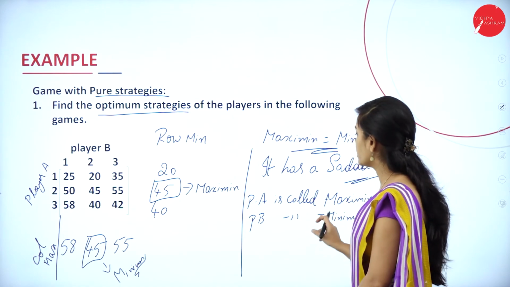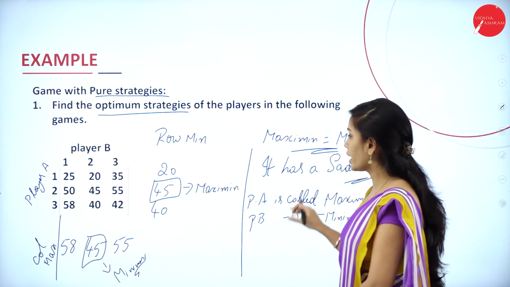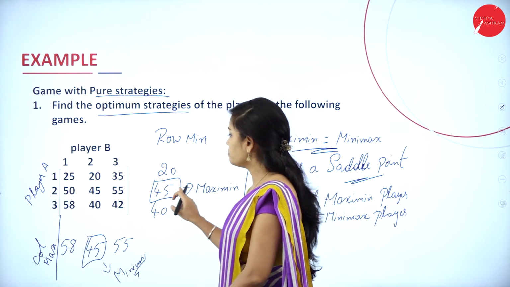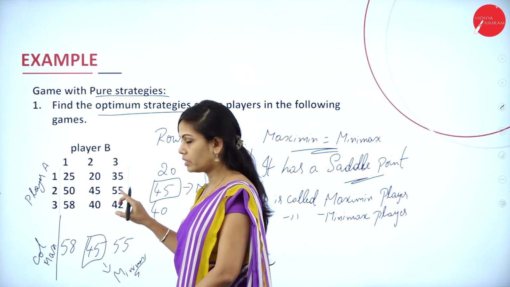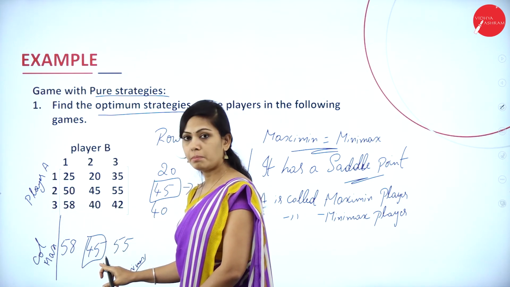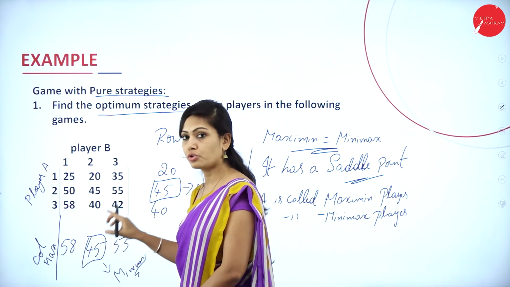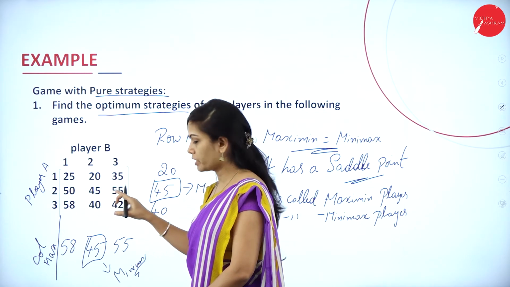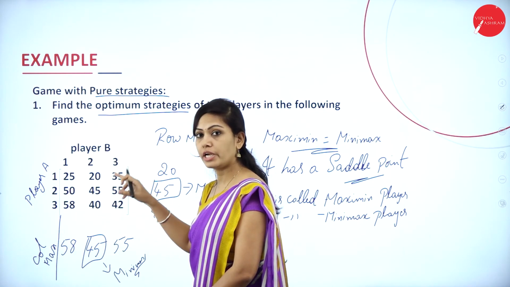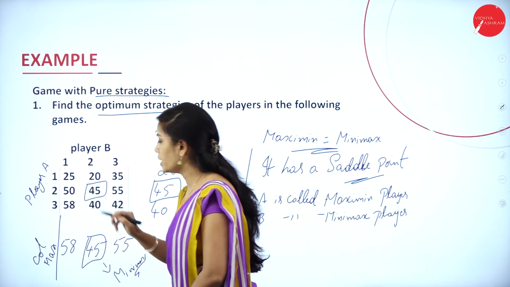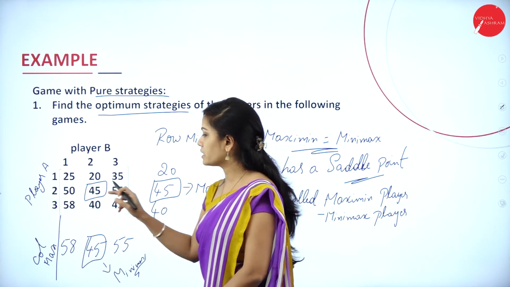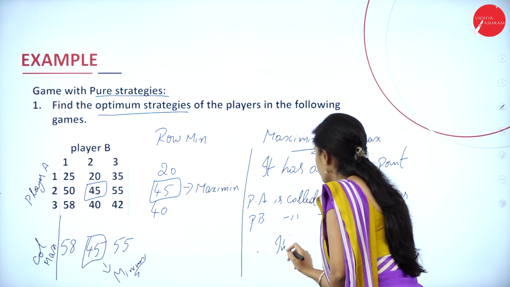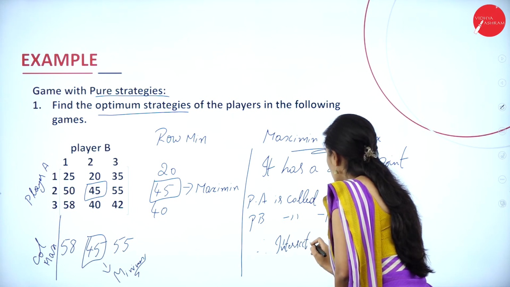Next you have to find out the value of the game. Now I got the saddle point, 45 and 45. This maximin comes under the second row and the minimax comes under the second column. So here is the intersected point. 45 comes under this row and 45 comes under this column. So the intersected point is 45. Clear? This is called the intersected point. Therefore, the intersected point is 45.